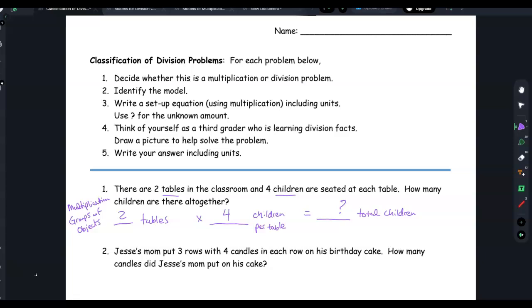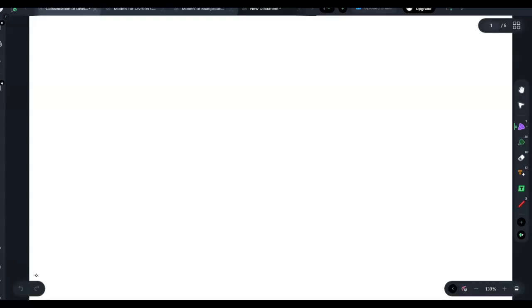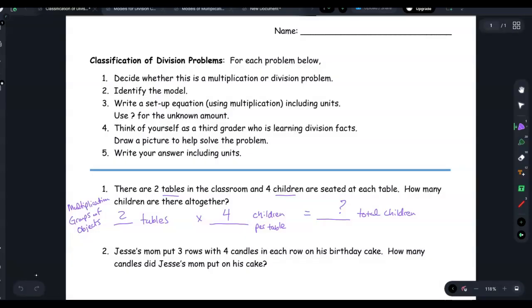So then, since we've done the first 3, we're going to go ahead and draw a picture and then solve this. I'm just going to draw my picture on an extra sheet of paper. So if you do that, just include that. In this case, remember we had our original problem: there are 2 tables in the classroom and 4 children are at each table. So we could actually just draw that, right?